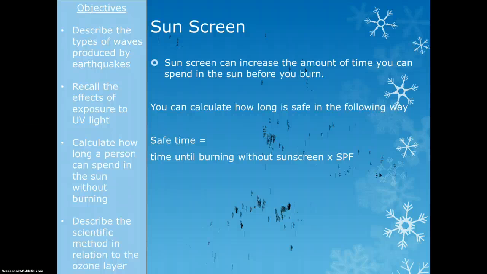Now obviously that would be a typical summer day in England where it's not very sunny. If you were somewhere near the equator, it might be that you could only be out for 10 minutes before you burnt, in which case factor 15 sunscreen is not going to last you all day.